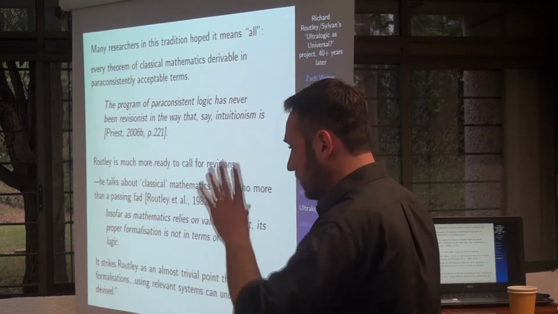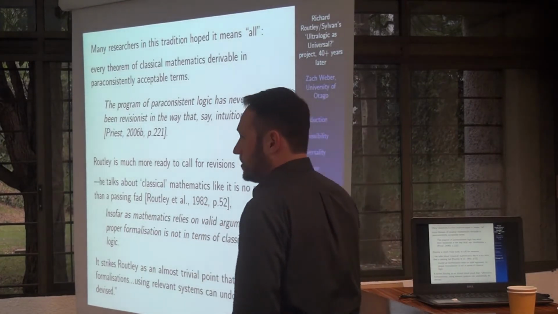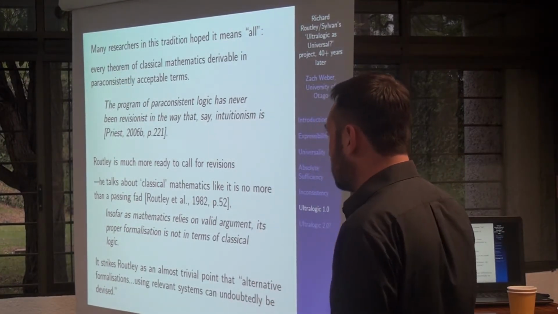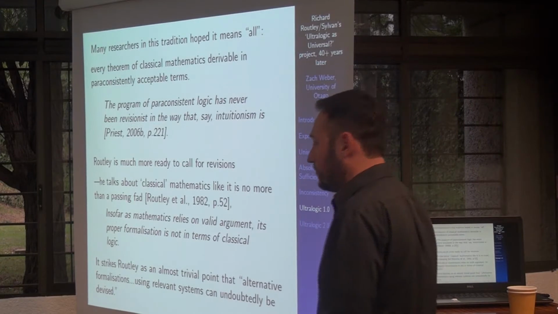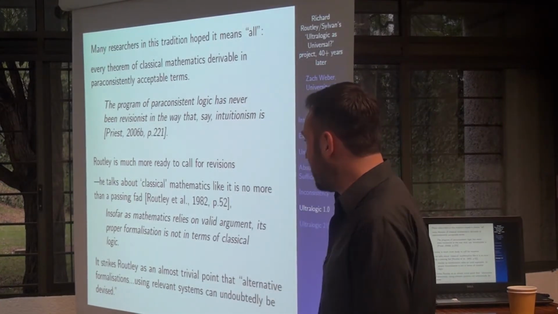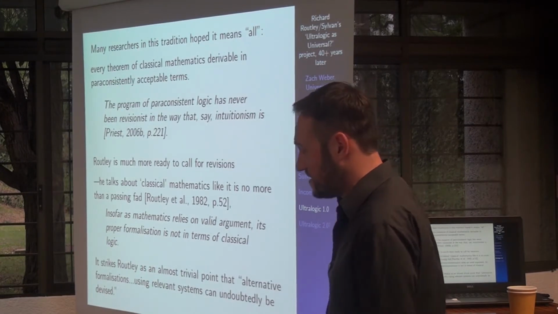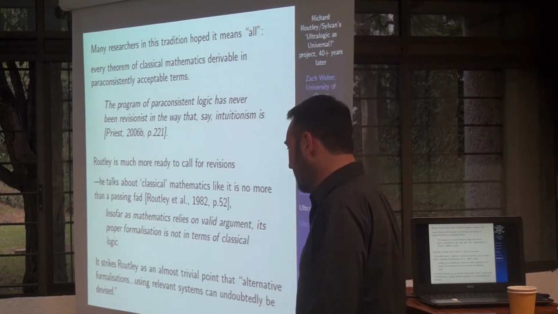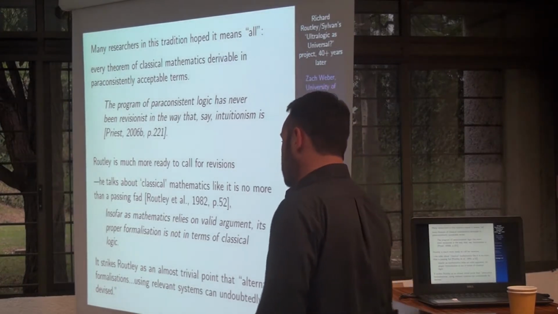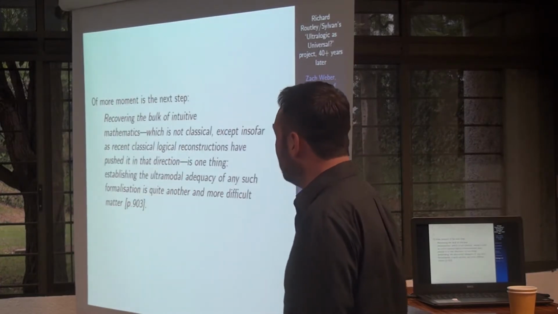And there are paraconsistent logicians who don't think that. Routley in Ultralogic is definitely calling for revisions. He talks about classical mathematics like it is a fad that will pass. He says, insofar as mathematics relies on valid arguments, its proper formalization will not be in terms of classical logic. It strikes him as an almost trivial point that alternative formalizations using relevant systems can undoubtedly be devised.